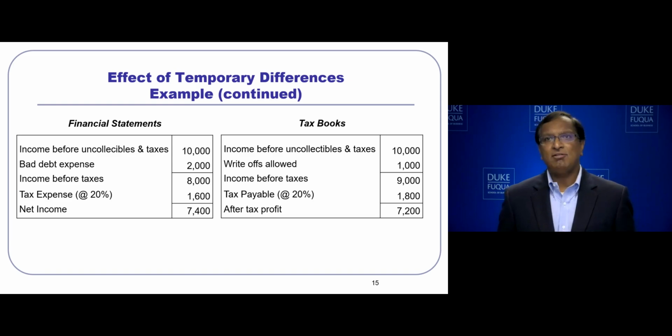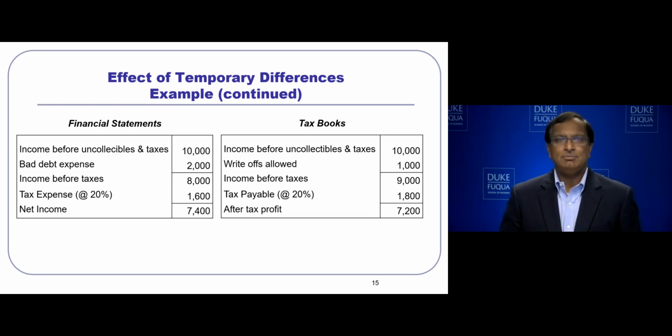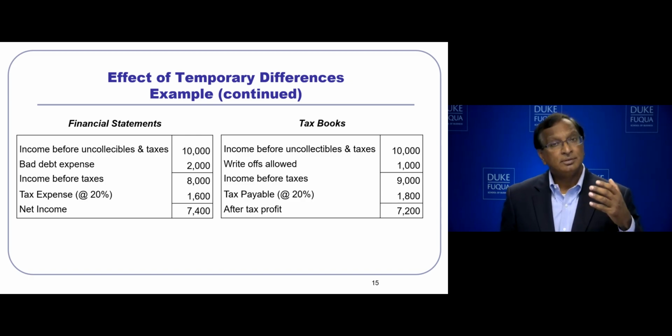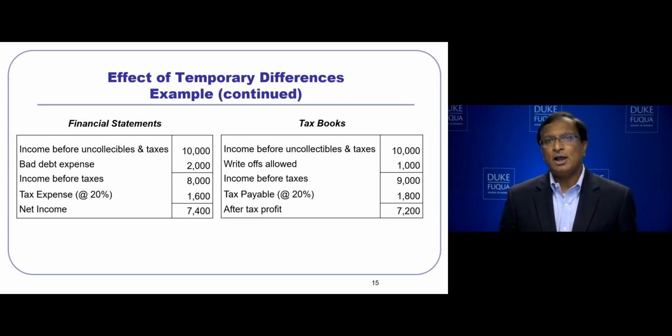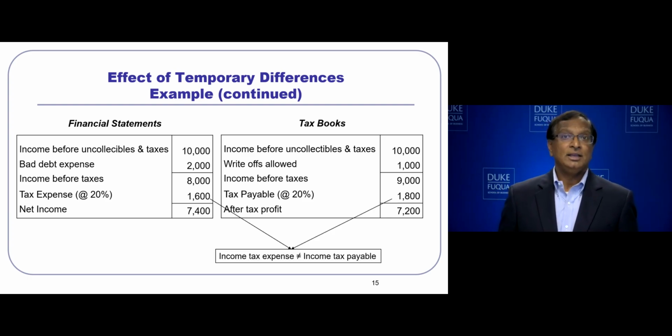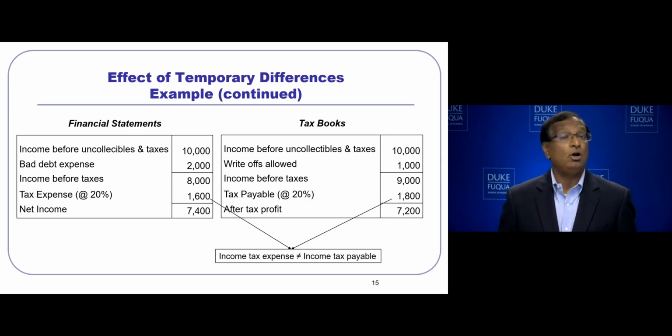In the tax books, however, you can see that only write-offs are allowed. So we start with the same $10,000 of income before uncollectibles and taxes. The IRS allows a write-off deduction, say it's $1,000, which is not the same as the bad debt expense. So now the income before taxes in the tax books is $9,000, resulting in a tax payable of $1,800. Here again, the income tax expense is not equal to the income taxes that are payable or owed to the tax authorities immediately. The opposite is true from the previous example.